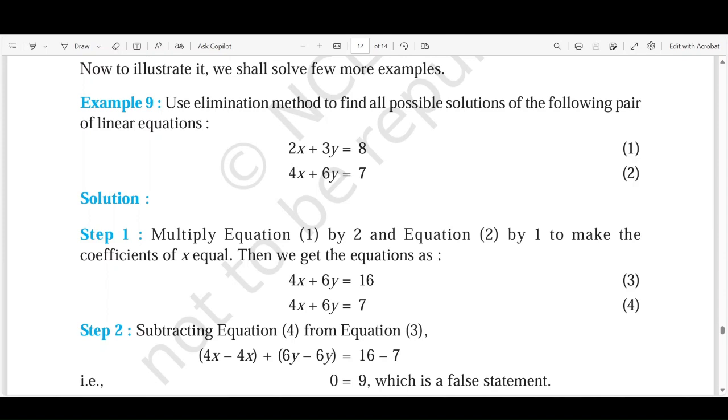Sometimes we can also result with no solution. So they have used the term all possible solutions, right? So now we have a pair of linear equations with two unknowns x and y.